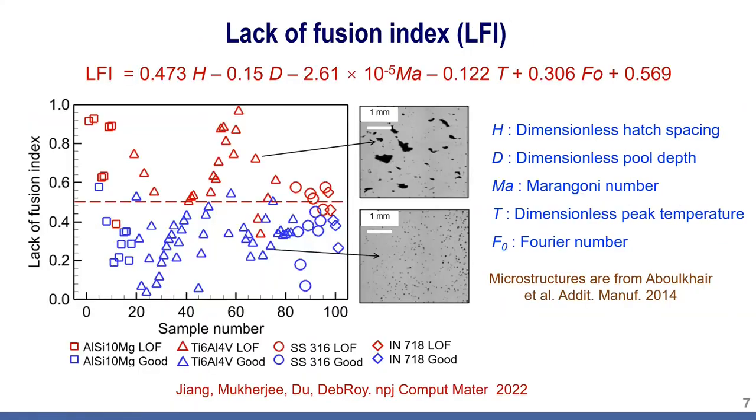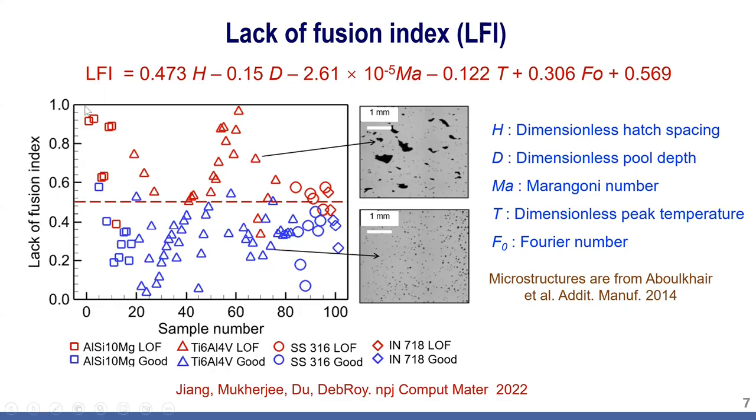And then we can get what we call a lack of fusion index that has all the important variables like width divided by hatch spacing, the pool depth divided by the layer thickness, Marangoni number, which is the ratio of the transport due to Marangoni force divided by diffusive transport, dimensionless peak temperature, which is the peak temperature divided by the liquidus temperature, and Fourier number, which is a non-dimensional number that signifies the transport of heat by conduction divided by the amount of heat that is stored in the specimen.